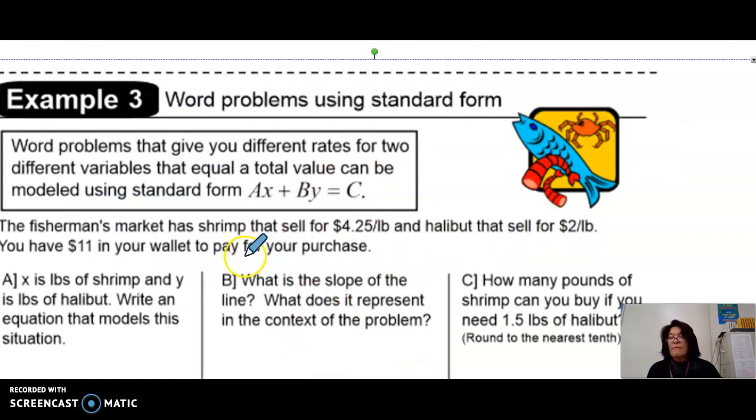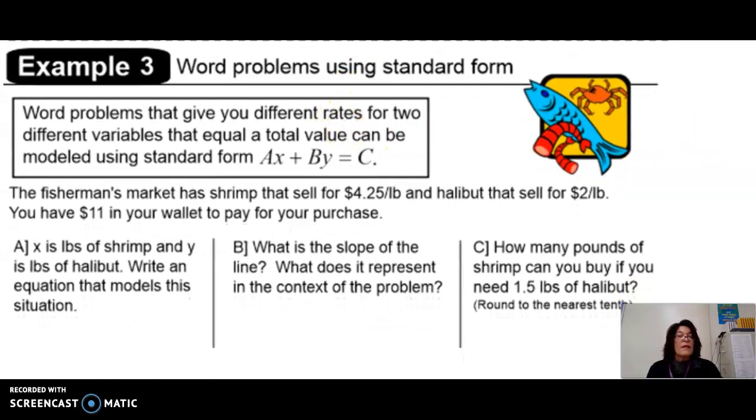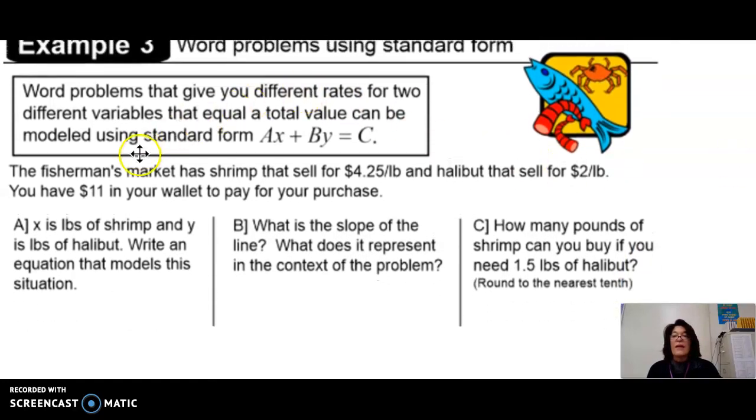All right, here's one that comes out asking for standard form. It just cries out standard form, okay? A fisherman's market has shrimp that sells for $4.25 a pound and halibut that sells for $2 a pound.